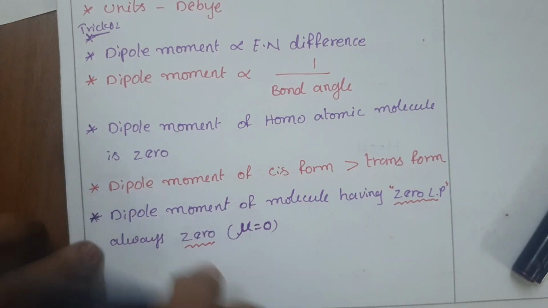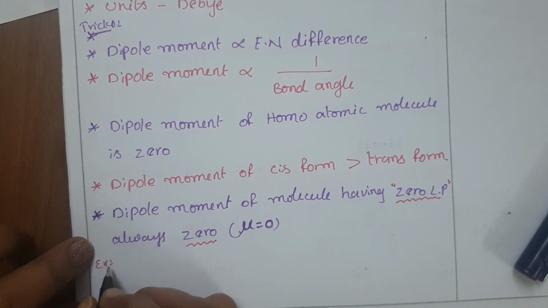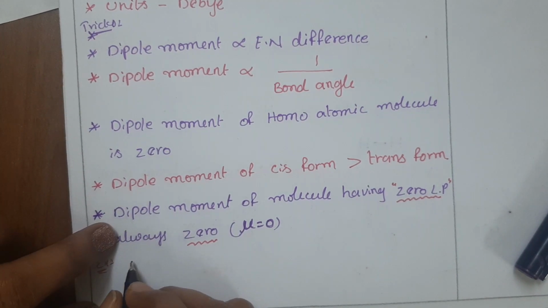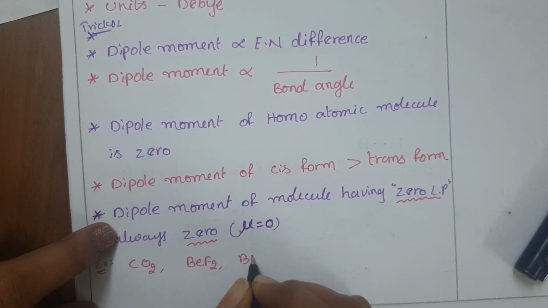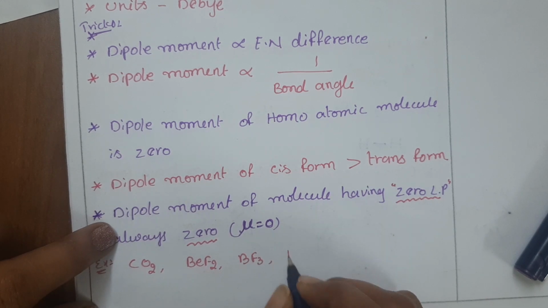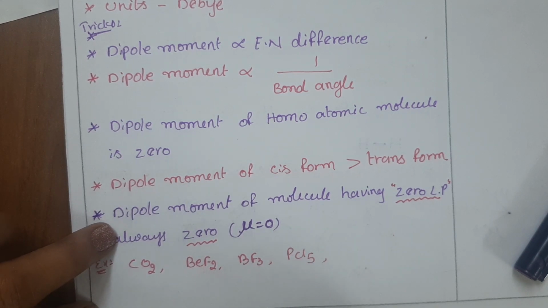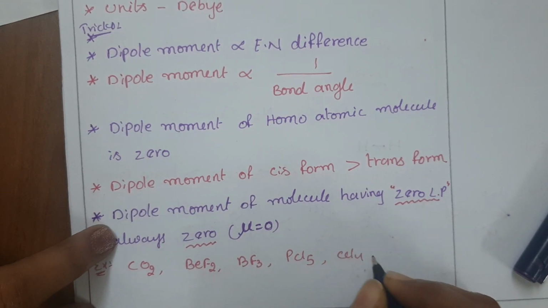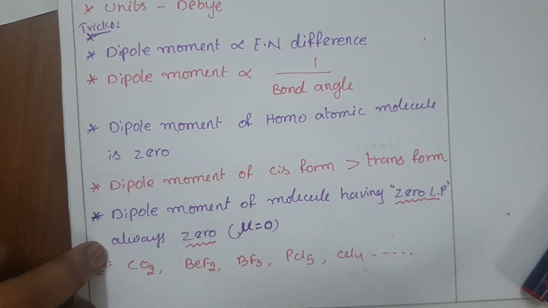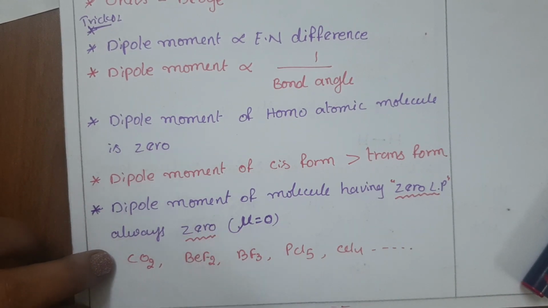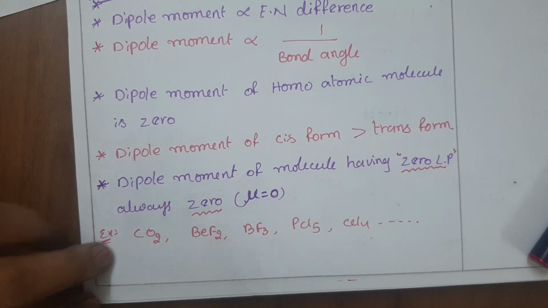For this one, we can take a number of examples: CO2, BeF2, BF3, PCl5 and CCl4. So we can take any molecule that does not contain any lone pairs under this category.